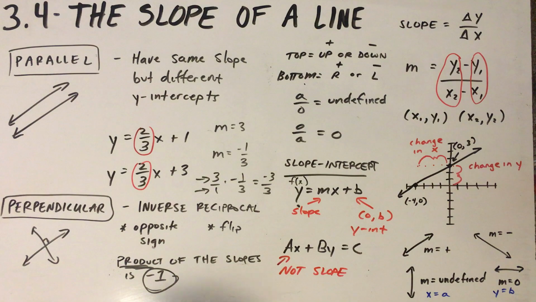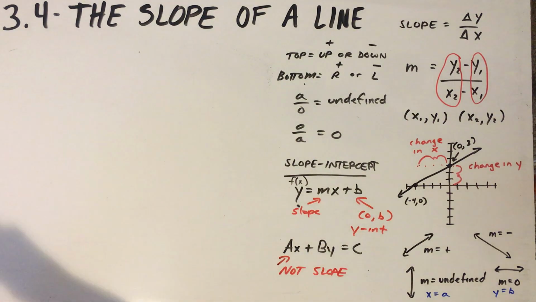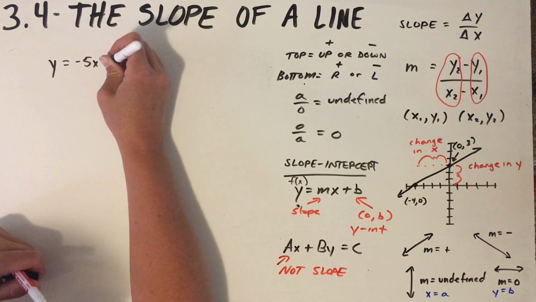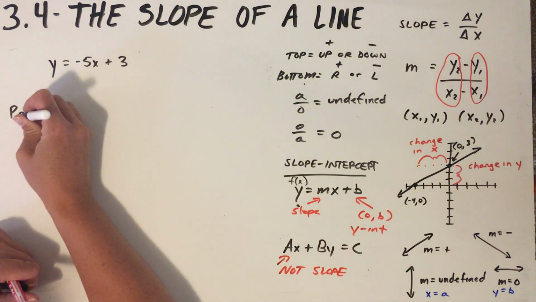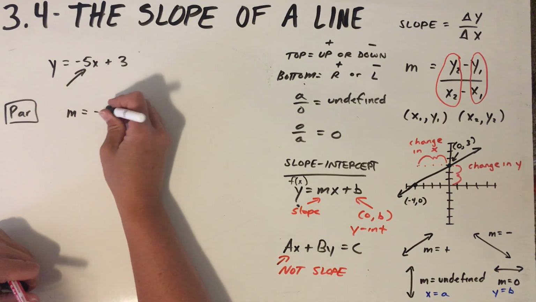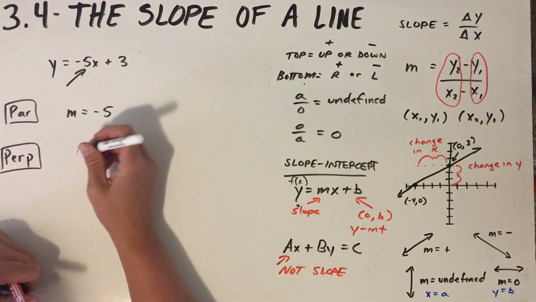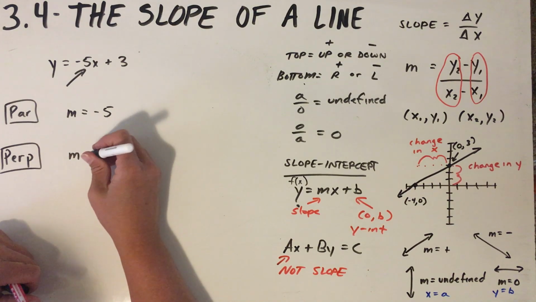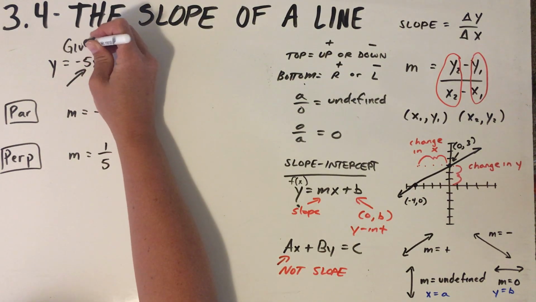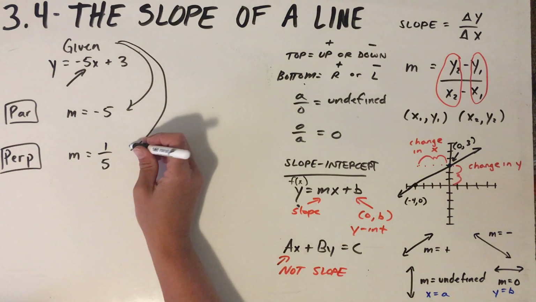So how would you be asked a question about this? Well, you could be given a line, and it could say, given this line, what is the slope of the line parallel to it? Well, parallel lines have the same slope, so the line parallel to this one would have a slope of -5. But what if I asked, what's the slope of the line perpendicular to this one? Well, it's going to be the inverse, which is positive, and the reciprocal, which is 1/5. Again, inverse reciprocal. So given this line right here, if I wanted to know the slope of the line parallel to it, it would be this. And given this line right here, if I wanted to know the slope of the line perpendicular, it would be this.